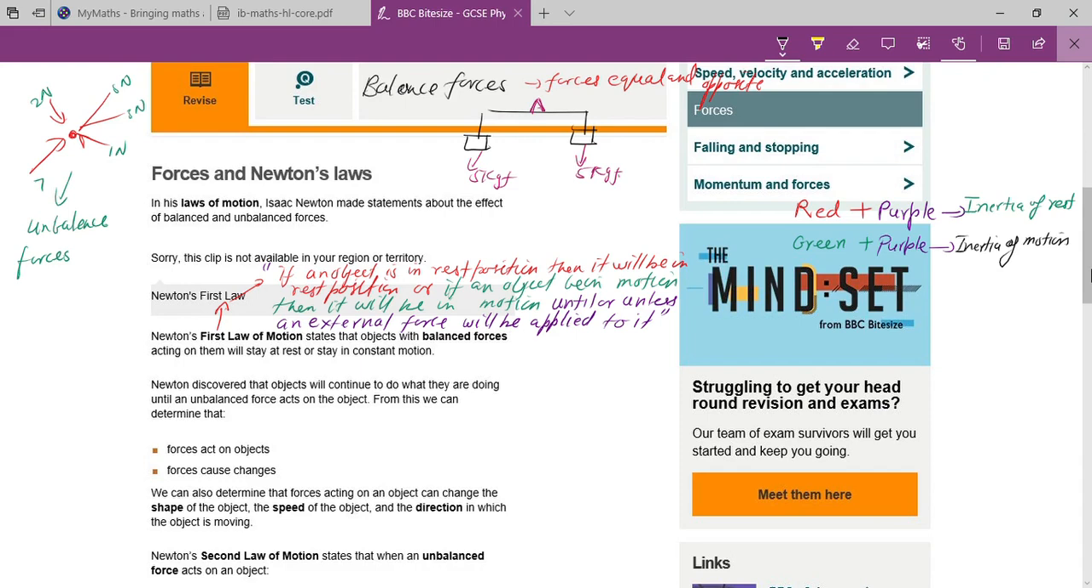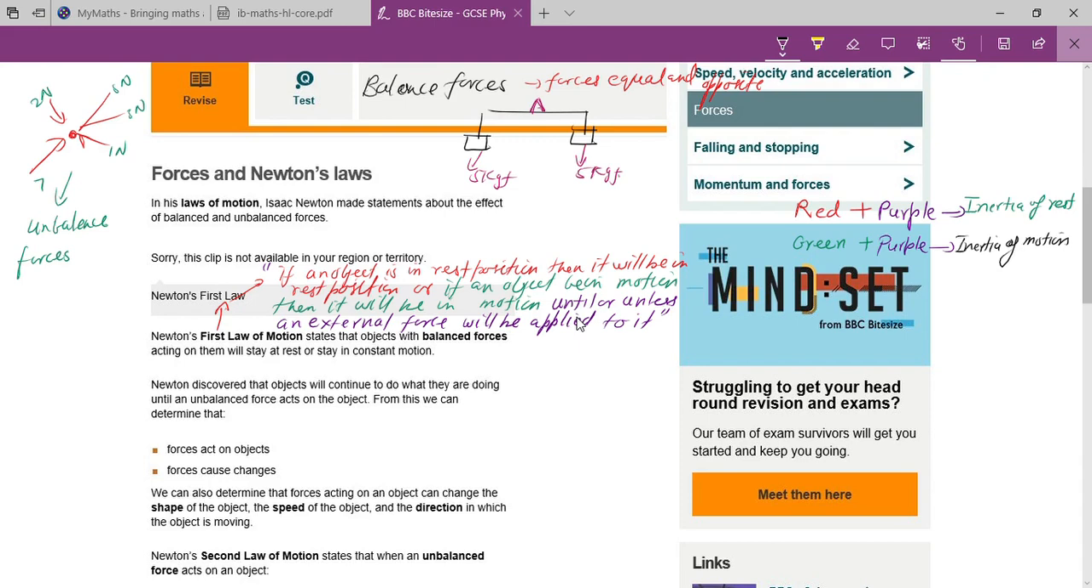Now, if I am explaining inertia of rest, what will be inertia of motion? Just learn your green and purple part. That means if an object is in motion, then it will stay in motion until or unless an external force is applied to it. So that is your inertia of motion, okay?